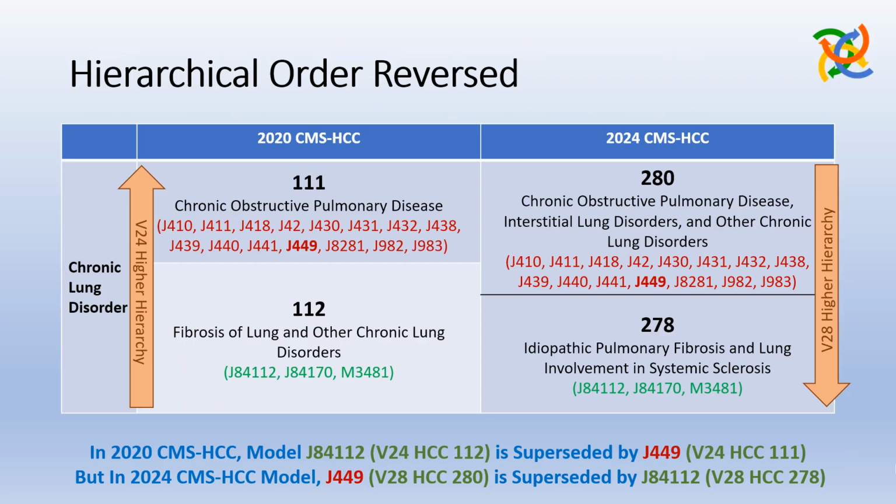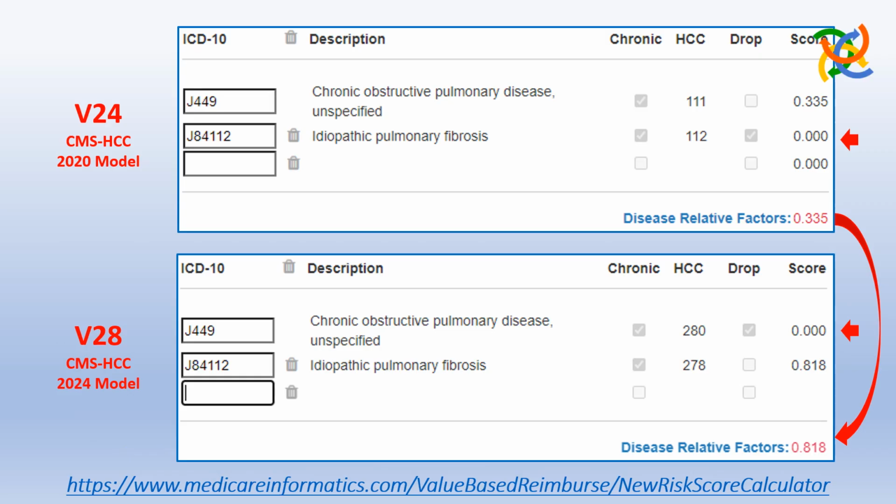In the 2020 CMS-HCC model, J84.112, V24 HCC 112, is superseded by J44.9, V24 HCC 111. But in the 2024 CMS-HCC model, J44.9, V28 HCC 280, is superseded by J84.112, V28 HCC 278. In this scenario, the risk adjustment factor increase is 0.483.